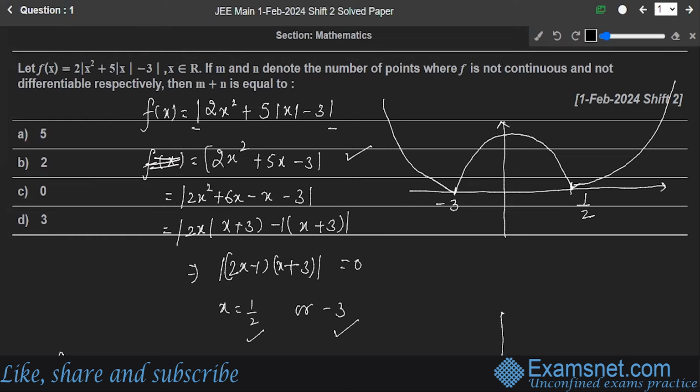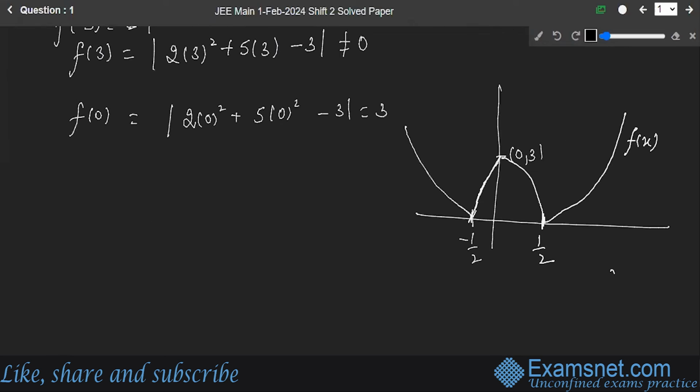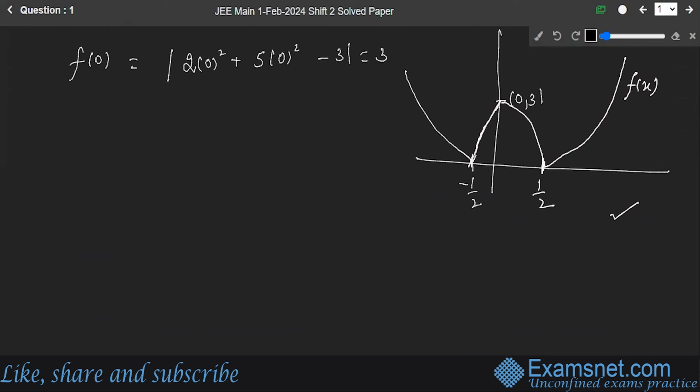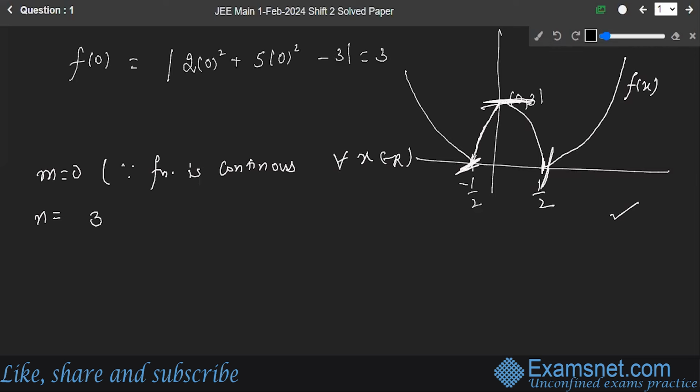All right. So now what do you want? Look at this graph. This is our required graph. And in the question, you have said that the function is given, and the numbers m and n denote the number of points where f is not continuous and not differentiable. So function, you can easily see it's continuous everywhere. So m is equal to 0 because the function is continuous everywhere for all x. So also n, this is having 3. This is non-differentiable at this point, this one, and this one. These are the 3 points where it's not differentiable. So n is equal to 3.